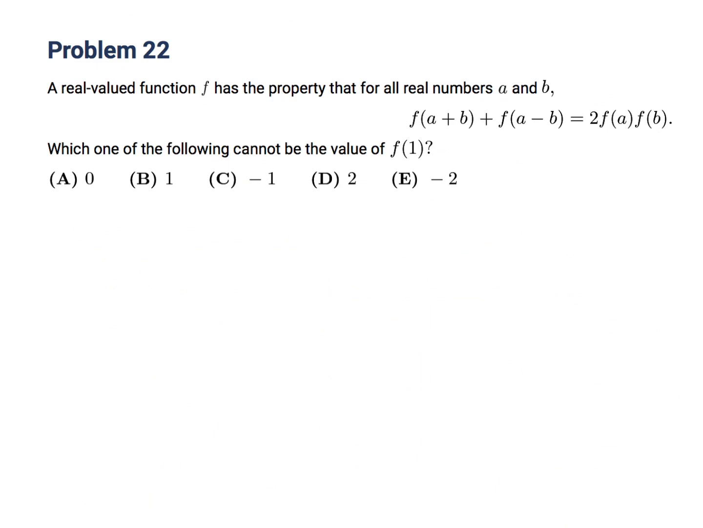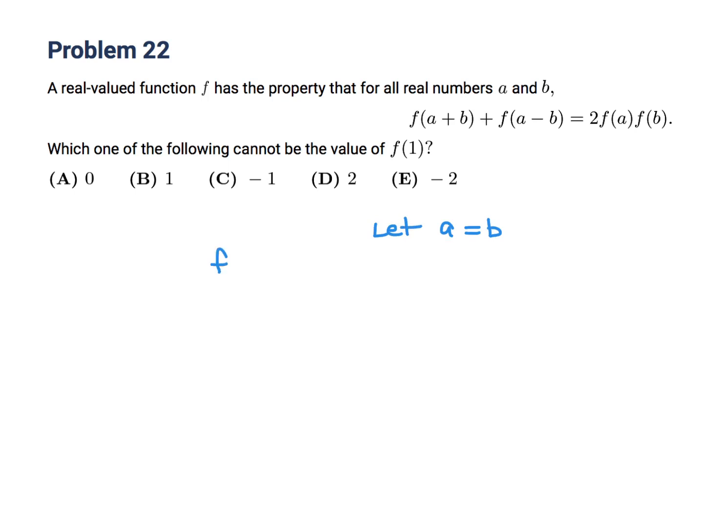A real valued function f has the property that for all real numbers a and b, f at a plus b plus f at a minus b is equal to 2 f at a times f at b. Which of the following cannot be the value of f at 1? All right. Well, let a equal b, and let's see what we can do here.